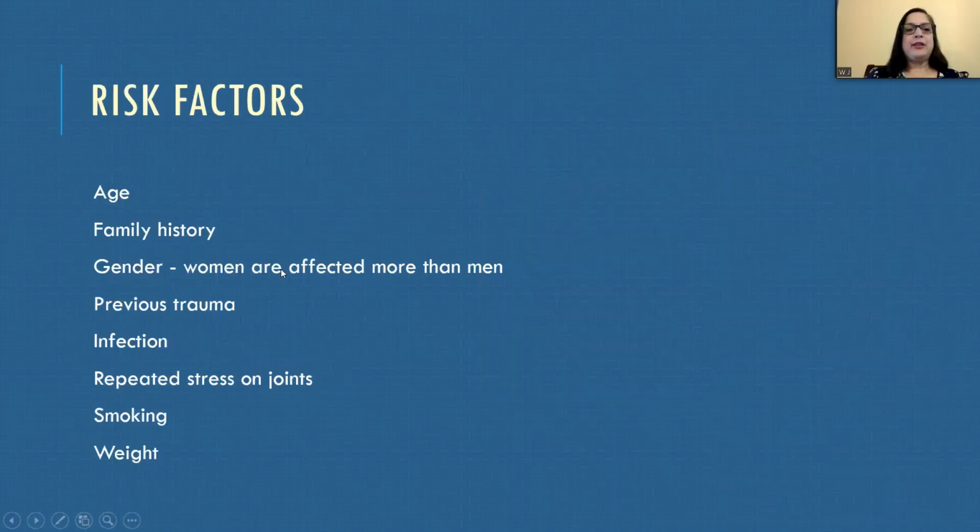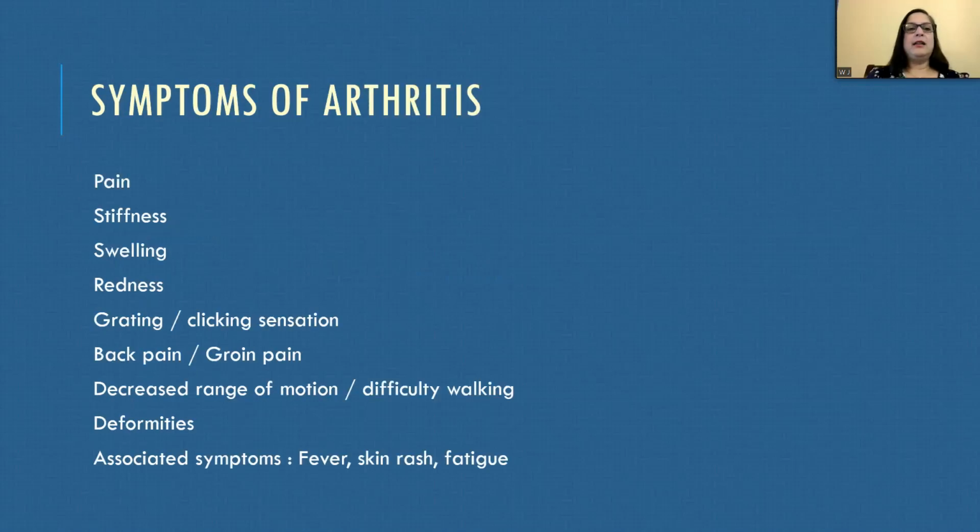There are several risk factors which predispose one to have arthritis. These are age and family history. Women are more affected than men. Any previous trauma to the joint predisposes to formation of arthritis. Any infection, repeated stress on the joint for whatever reason also increases the risk of arthritis. Smoking and weight gain are two risk factors which are modifiable and predispose to the formation of arthritis.